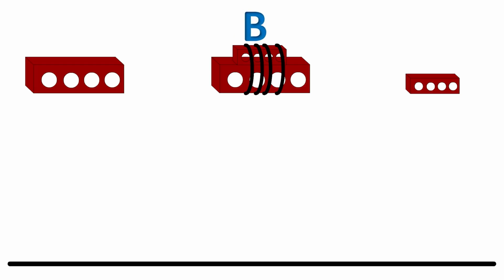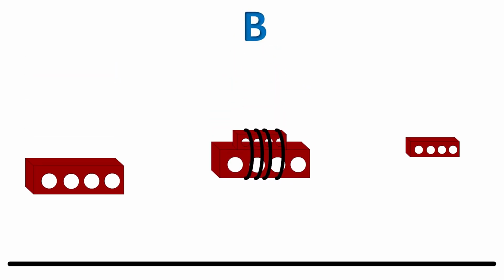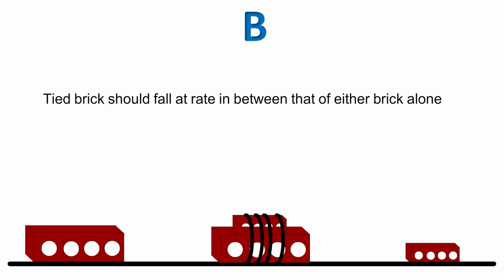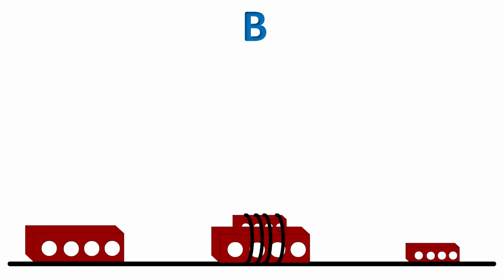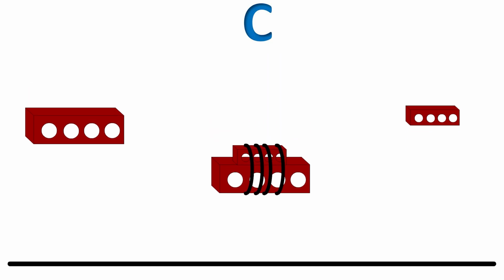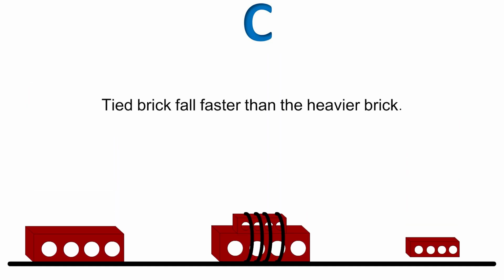Second, if the 2 bricks are tied together and released at the same time from the same height, then the heavier brick will speed up the fall of the lighter brick, and the lighter brick will slow the fall of the heavier brick. Then, the tied brick should fall at a rate in between that of either brick alone. Third, as the 2 bricks together have greater mass than the heavier brick alone, the tied brick should fall faster than the heavier brick.